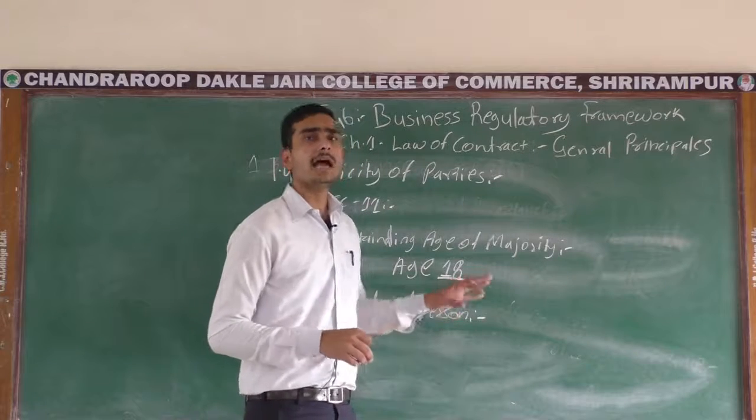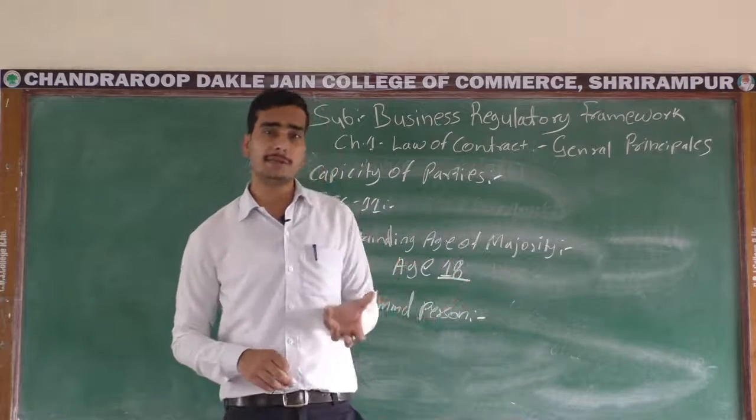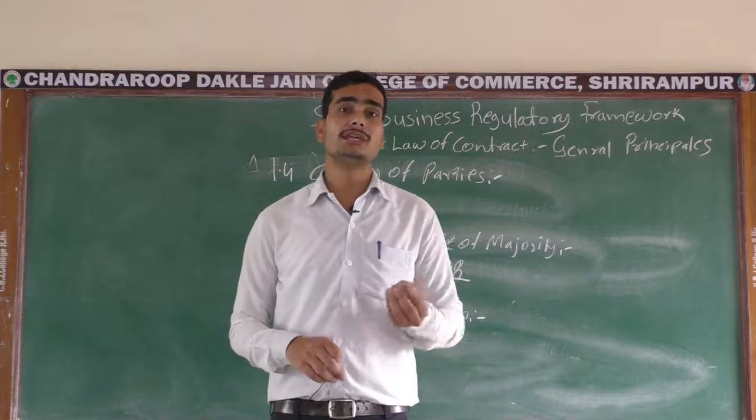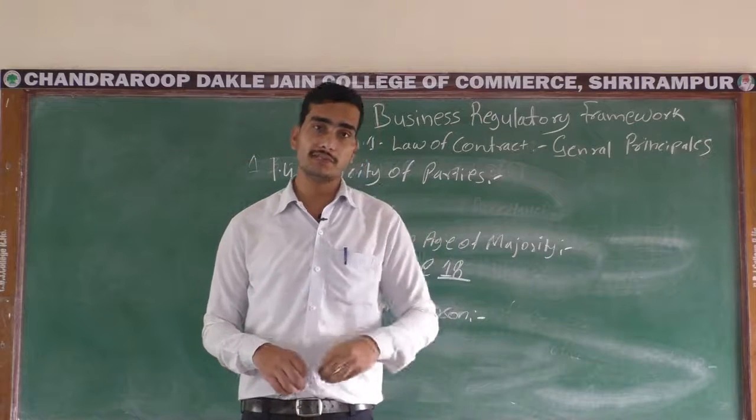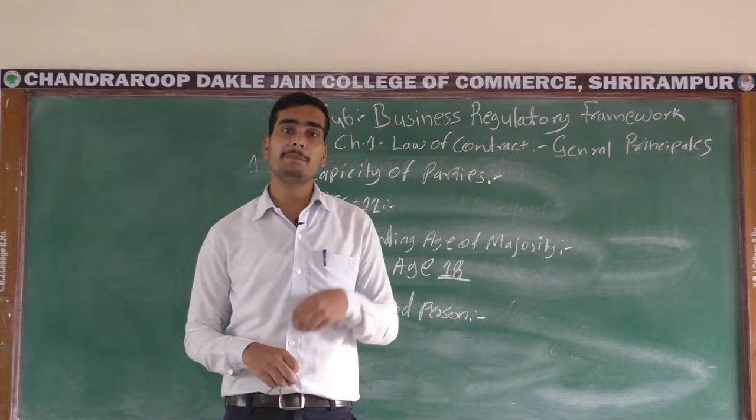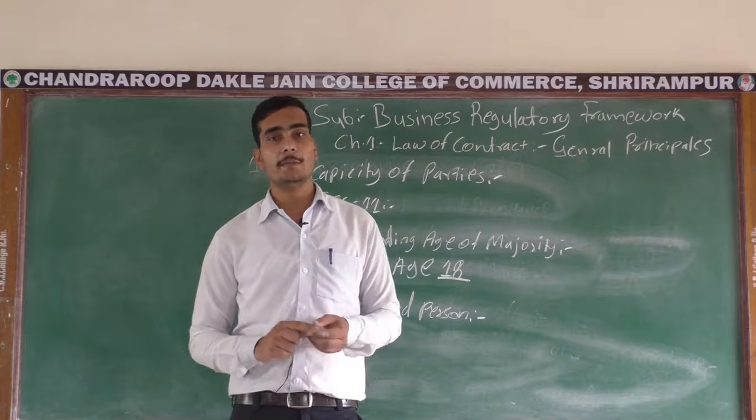The person who is able to make decisions for his interest or benefit is called a sound mind person. Who, then, is an unsound mind person? The person who is unable to make decisions for himself, for his benefit, is called an unsound mind person.